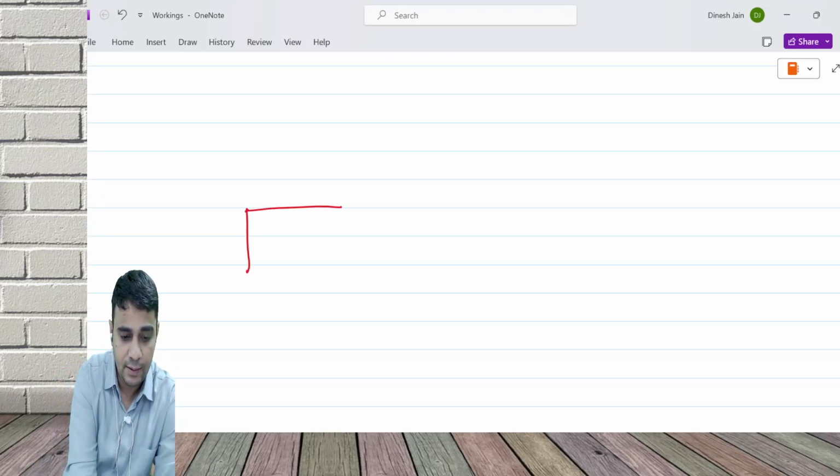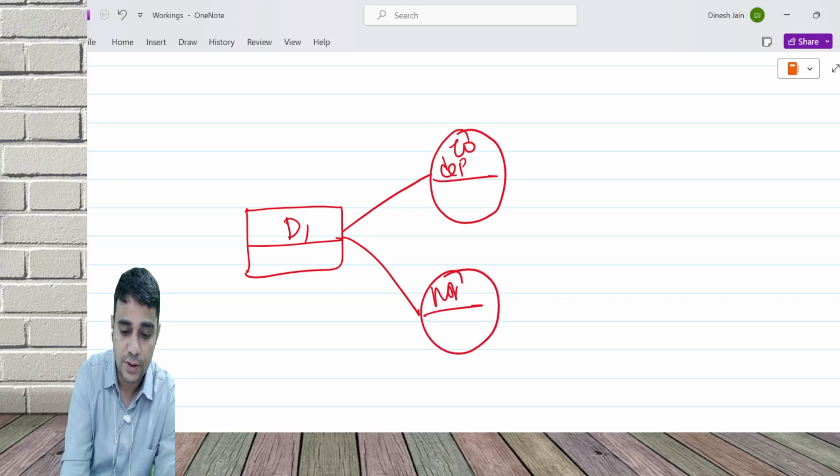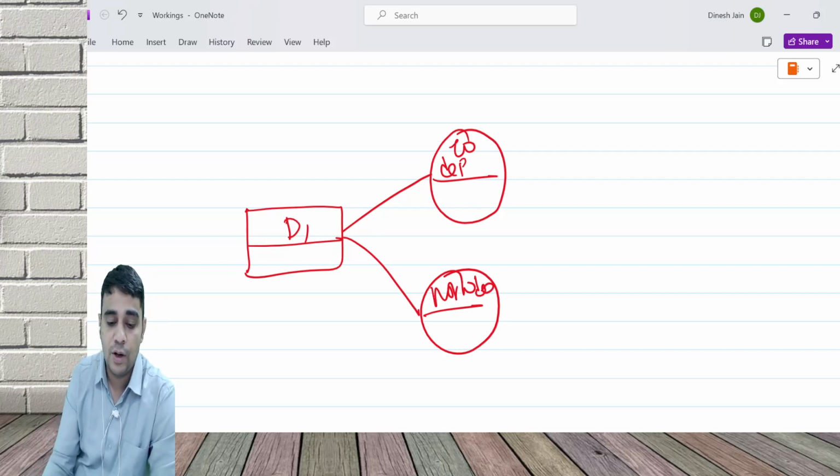First is a rectangle, D1. To do project, not to do project. Not to do, you get 0. That's all done, close. Not to do is 0.